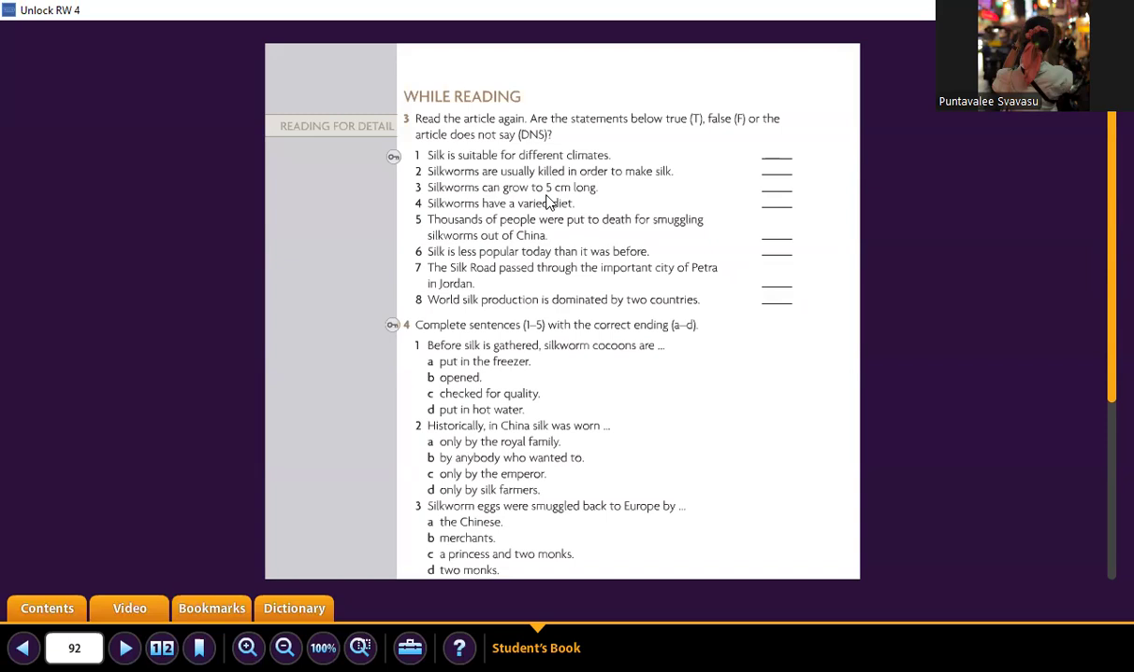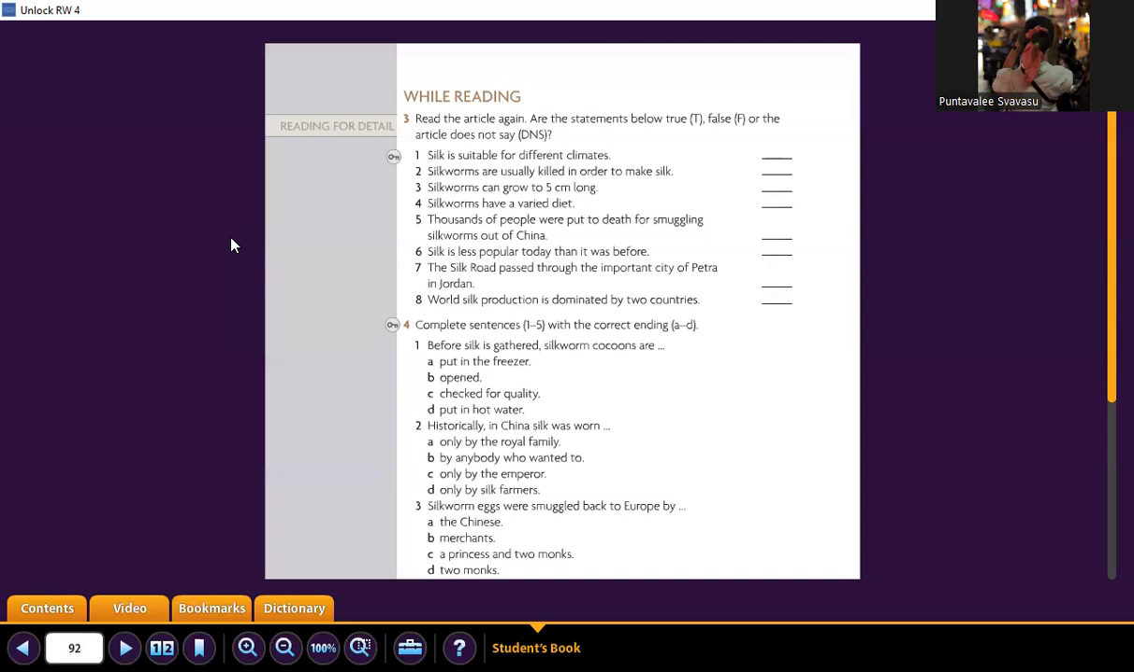Just to remind you, if it's true, the information in the statement must be the same as the one in the written text. If it's false, there must be something wrong with the information. And for does not say, it doesn't mean that you cannot find it, but you can find the information and still cannot identify whether the statement is true or false. It's unclear, it could be true or false, it depends. So that's the does not say.